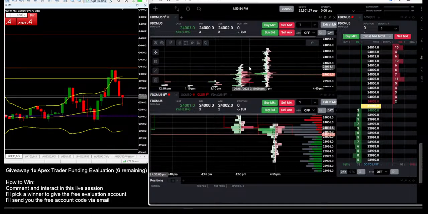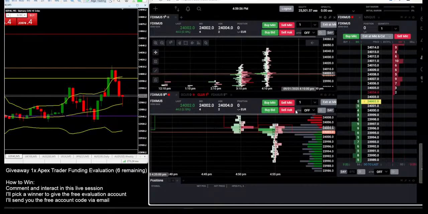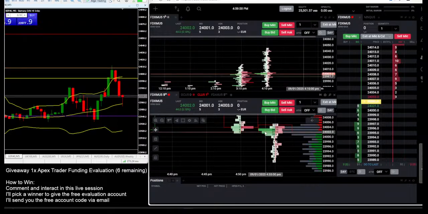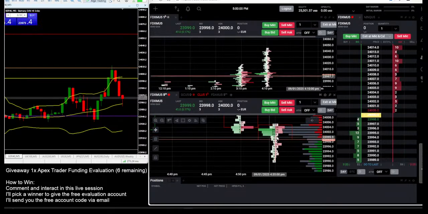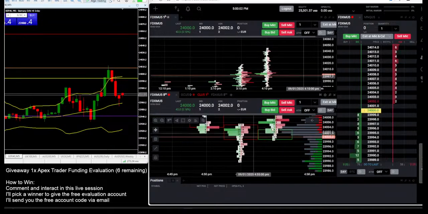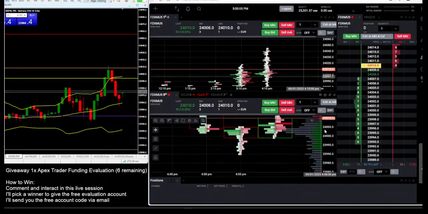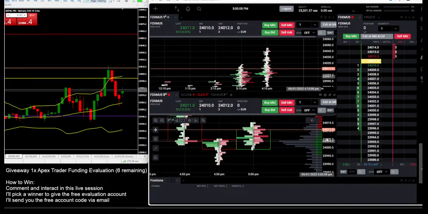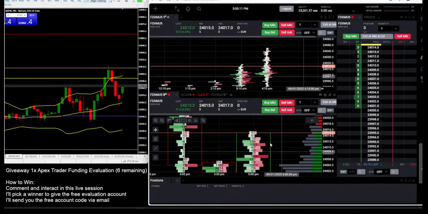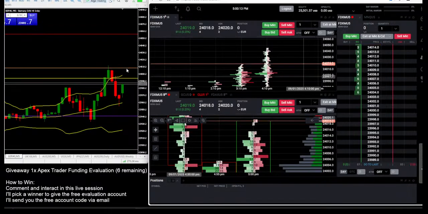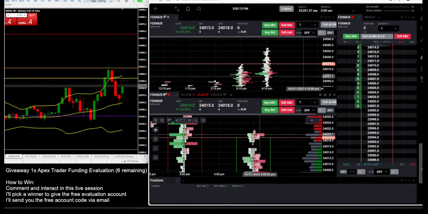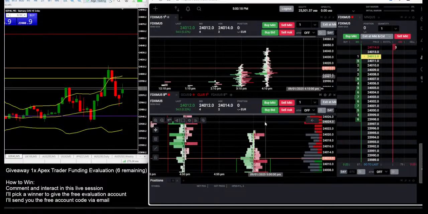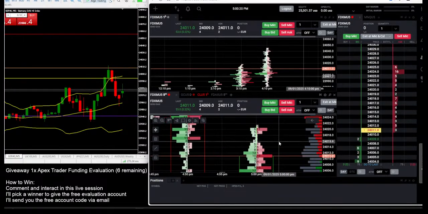Got 5 seconds till the open. Not sure what this activity is here. It's either quite a bit of volume coming in. That looks like buying. If we get a really strong impulsive move up a little bit higher, followed by some limit orders on the ask side, that will tell me that I'll be looking to get in.